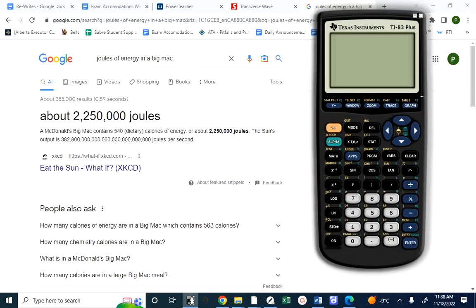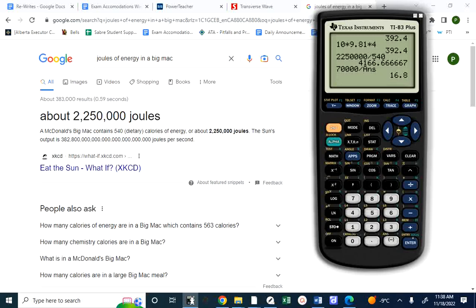You could take 2,250,000 divided by 540. So there's about 4,000 joules in a calorie. That's it. 1 calorie is that many joules. So how many joules did we say he did? 70,000? He's burned 17 calories.